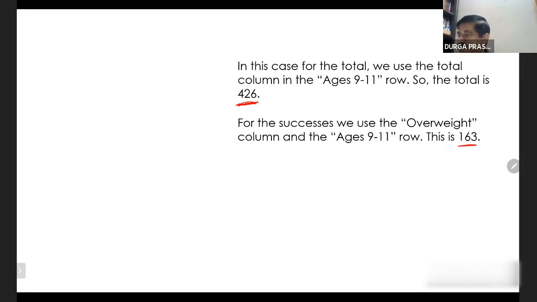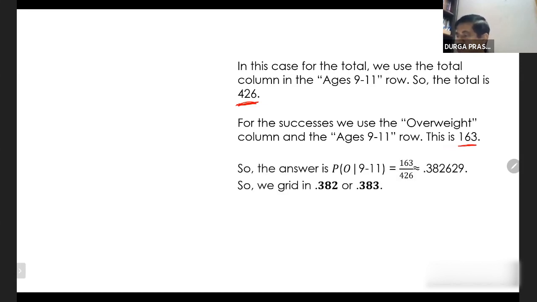Therefore, what should be the probability? It should be the ratio of 163 to 426, that is n of E is 163, n of S is 426. I said probability is always n of E by n of S, which is 163 by 426, which is equal to 0.382. So it may be rounded up, and after 2 we have 6. So therefore we may round it up to 0.383. So this is the thing. So that is there in option A.